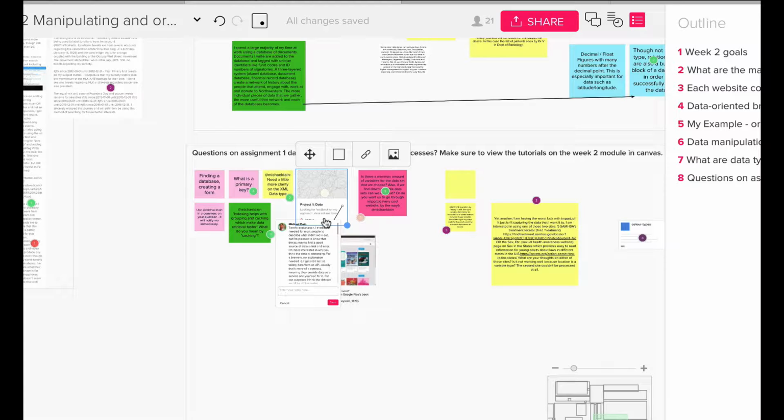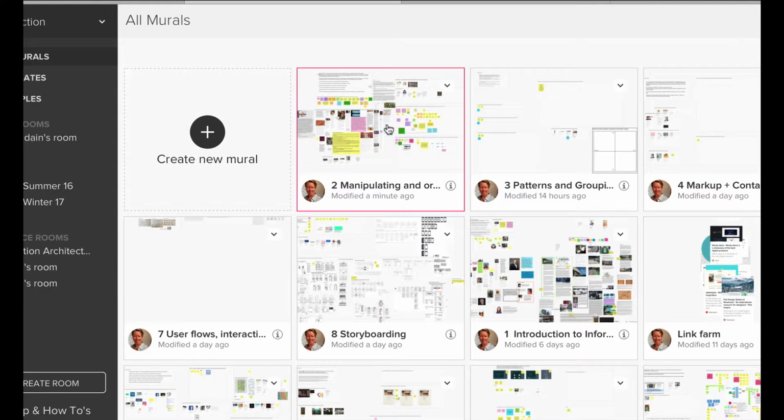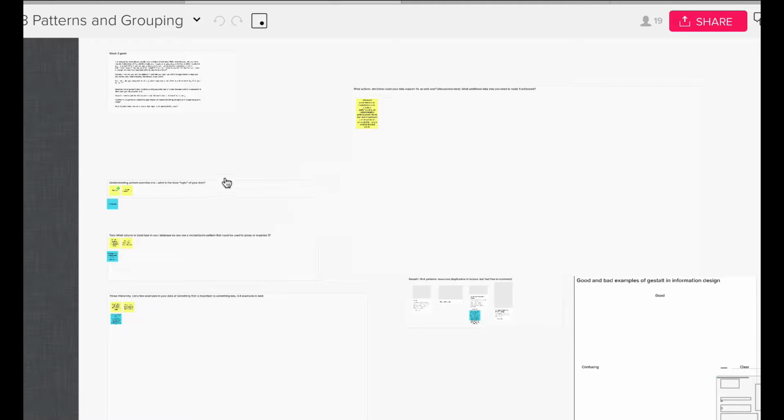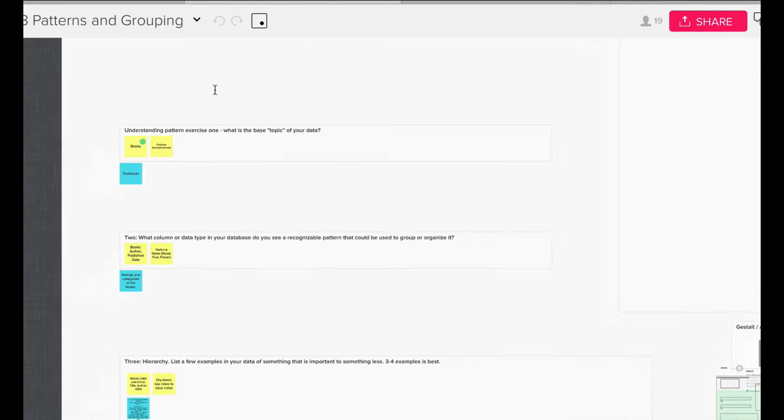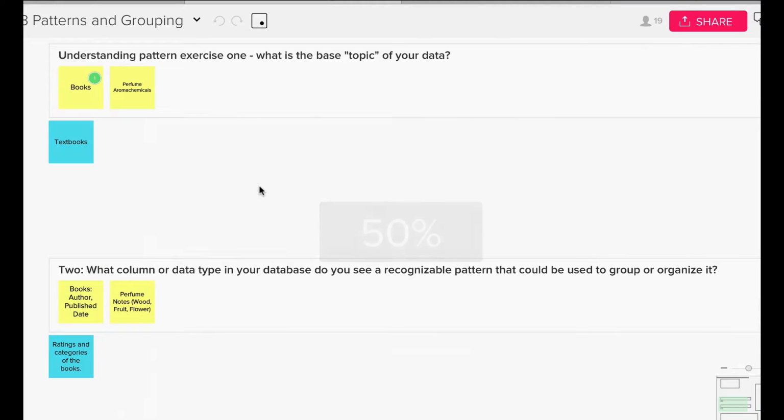If you do have questions as to the method behind this, please contact me or post it on Mural. So going to this week, week 3, I just teed up a few more questions. So our goal is to understand pattern and to try to figure out what is your data relating to.